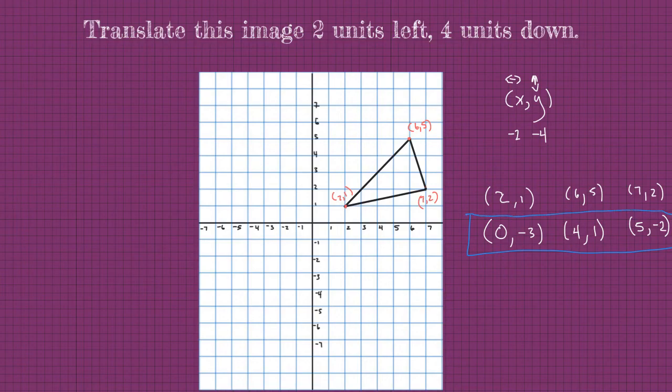And so I can just go ahead and plot that into the graph that I have been given. So (0, -3), (4, 1), and then (5, -2). And then you're going to go ahead and use a ruler to connect the 3 points. And I'm freehanding it, like I said, but you want to use a ruler for this. And this is another method of doing this translation as well, just doing it point by point. So I hope that was helpful.